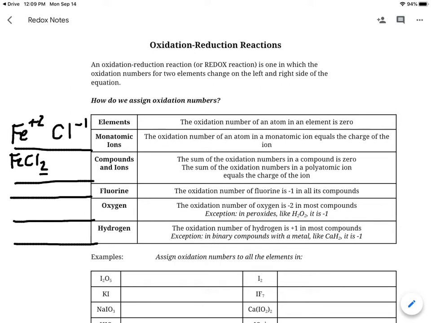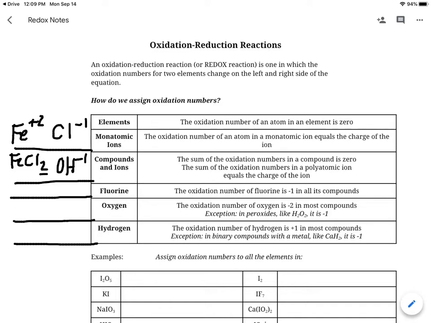For a polyatomic ion, let's have the example of hydroxide. So if we add up a -2 for oxygen and a +1 for hydrogen, they would sum to -1, which is the charge on the polyatomic hydroxide ion.